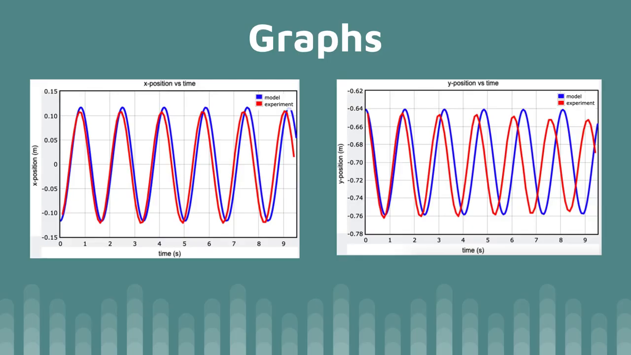The following X and Y position time graphs were obtained from the computational model. As you can see, the model positions were relatively similar to the experiment or observational positions used. However, the Y position time graph does have more discrepancy between the model and experimental data.